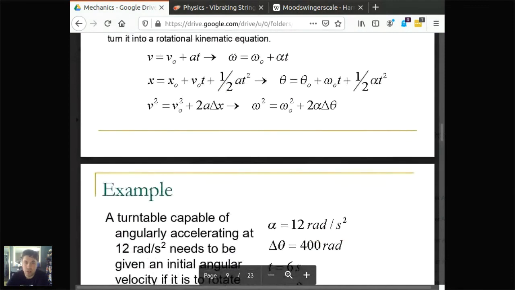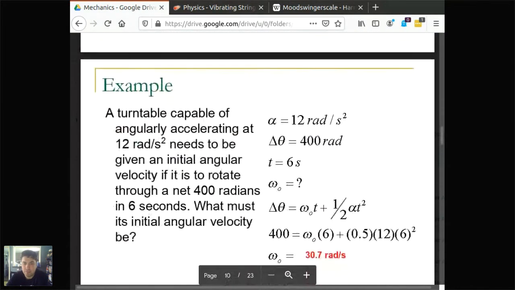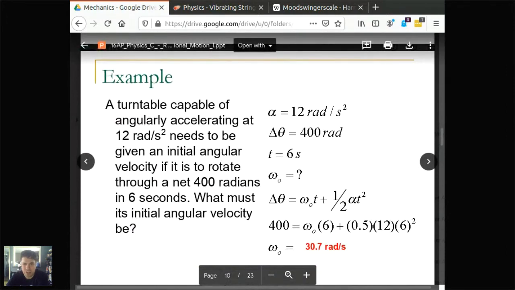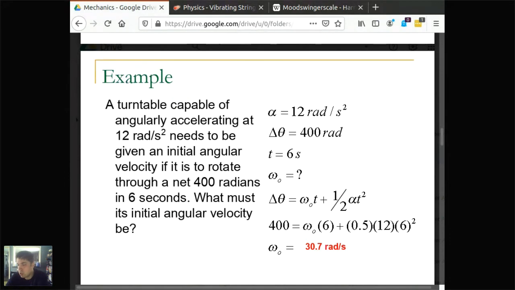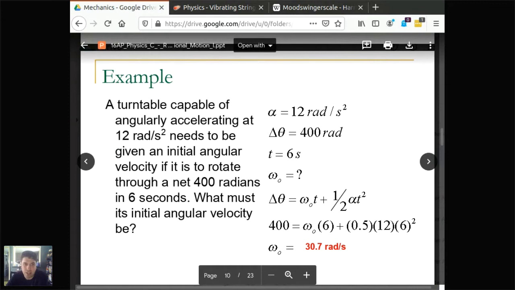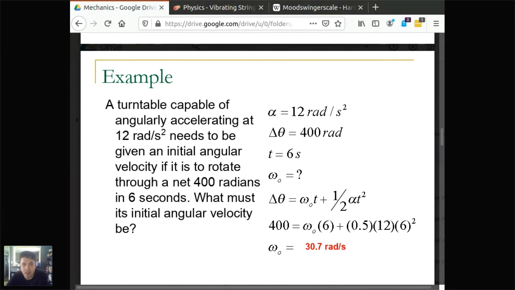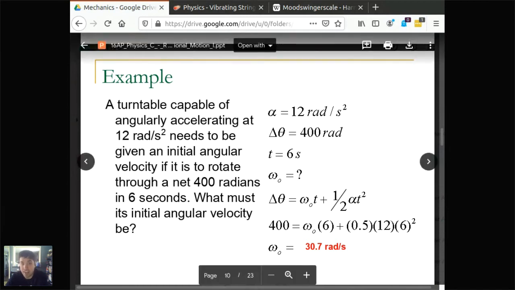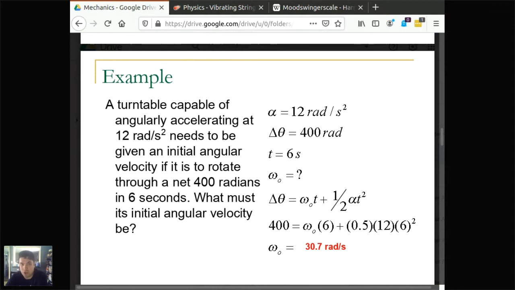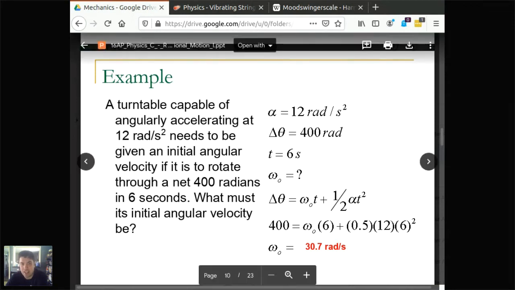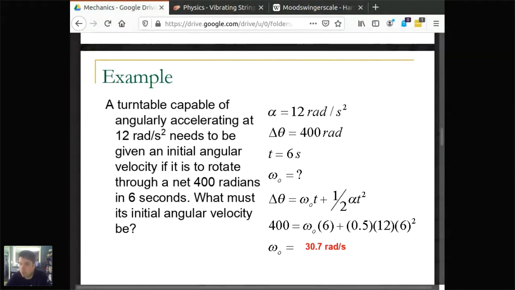Pretty straightforward. All right. And then a sample question with the answer already shown, because I can't click through PowerPoints on here because it's Google. But here's a simple one where you're calculating a lot of the numbers. Some of the other things you'll do are more conceptual, but basically this one is, you've got a turntable. It has an acceleration of 12 radians per second squared. We need to start it moving at a certain speed so it rotates through 400 radians. There's a distance in a certain amount of time. How fast do I have to have it moving at the start?